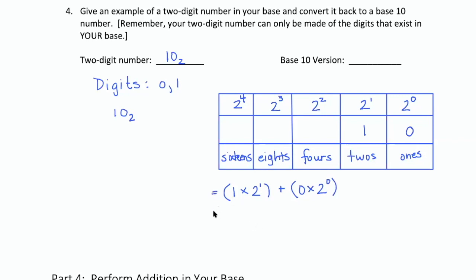1 times 2 to the first is the same as 1 times 2, which is 2, plus 0 times 2 to the 0 is really 0 times 1. Anything times 0 is 0. And so in base 10, the number this represents is 2. So it looks kind of confusing. You have a 10 in base 2 is a 2 in base 10. But remember, this really is not 10. This is 1 two and 0 ones. And it's the same as our familiar number 2.